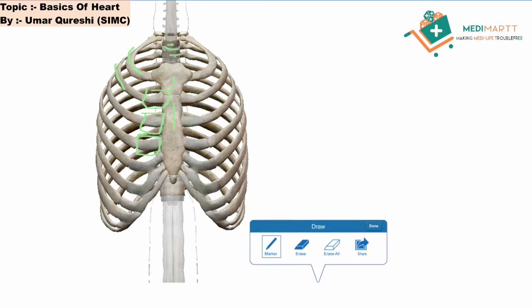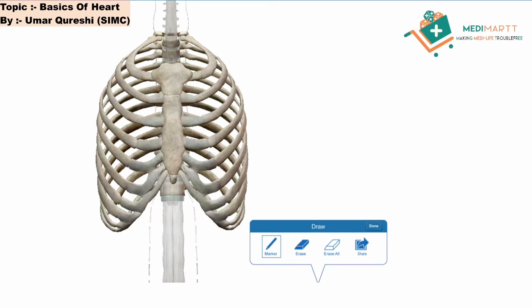Now what is elastic, and why is it elastic? As you all know, the lungs are present inside, and lungs help in respiration. In respiration our lungs move up and down, so this cavity is elastic, it also moves with the lung, not much but a little bit. Then the next point is that it is a conical cavity. As you can see, it is conical.